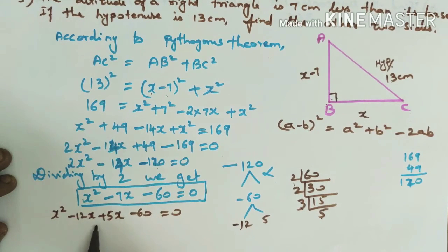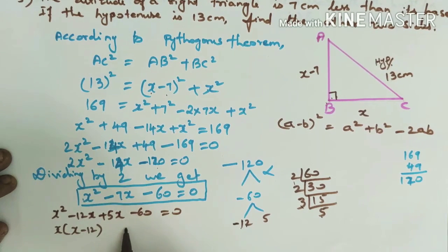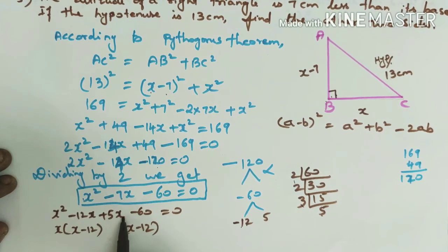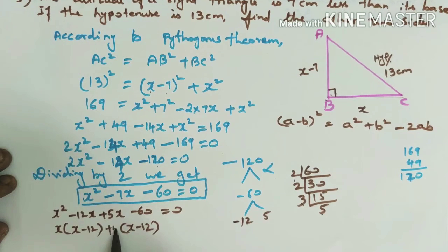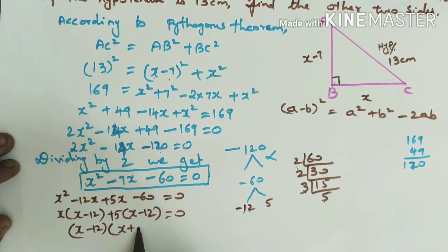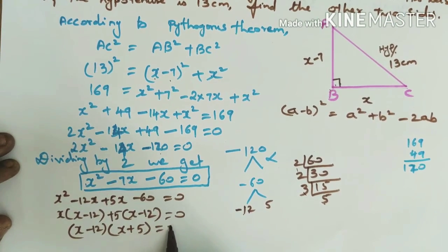Now in the first two term, which is common? X. So take x outside. X minus 12 will be left over. Same bracket, repeat inside. So I need 5x. So multiply by plus 5. Now x minus 12 is common. So x minus 12, take it as common. So what is left over? X plus 5. Is it clear? So next, how to simplify this?